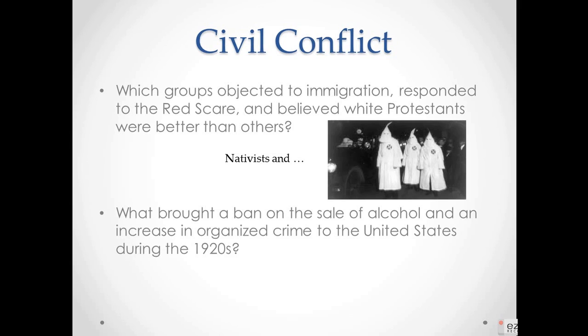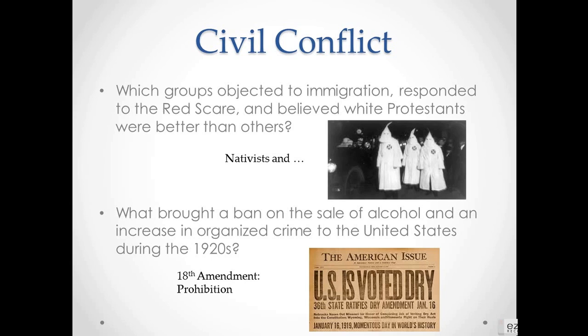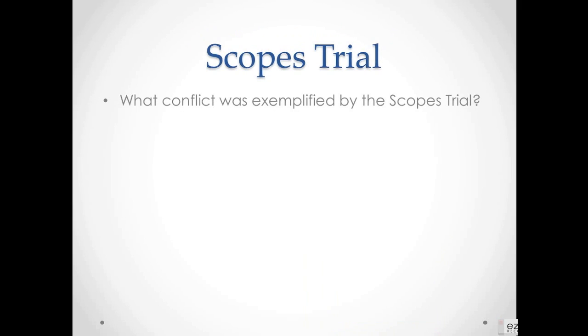Some other civil conflict. This was quite a fight, quite a battle for a long time in the U.S. A ban on the sale of alcohol and an increase in organized crime thereafter because everybody was bootlegging alcohol during the 1920s. We have the 18th Amendment, which is more commonly known as Prohibition. So, the 36th state ratifies the Dry Amendment on January 16th, and the U.S. has voted dry.